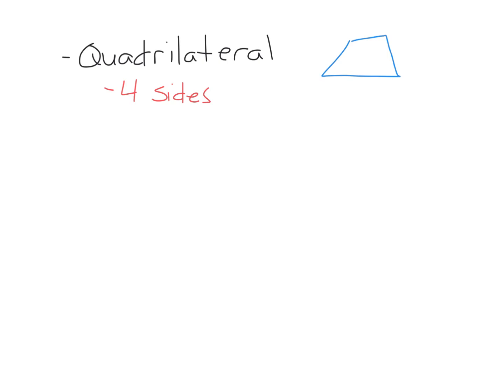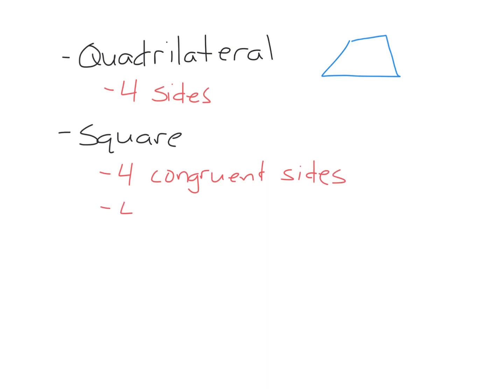Can someone name me another one? Square. Square's 1. What do we know about a square? That's 4 sides that are the same with equal angles. 4 congruent sides. What do we know about the angles? 90 degrees. So we have 4 congruent sides, and we have 4 right angles. So if I drew myself a square, we have 4 right angles and 4 congruent sides.